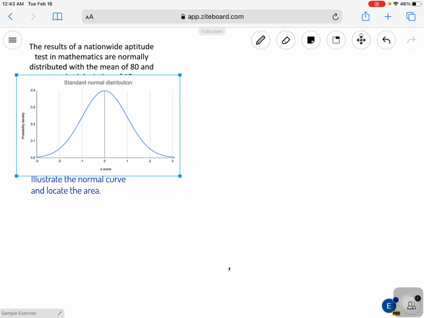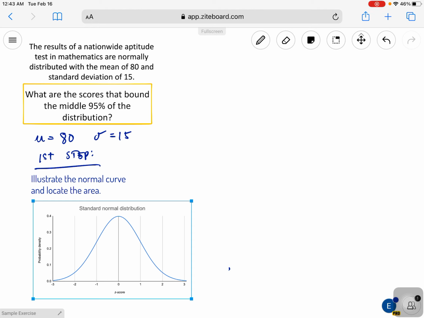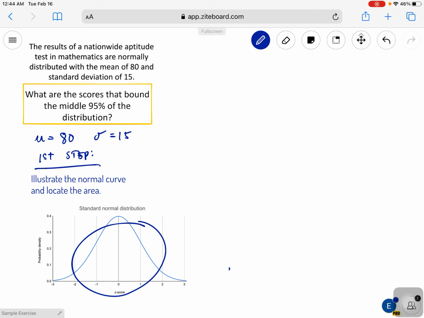We have to take note that since we're trying to locate the area that bounds the middle 95% of the distribution, half of the area is going to be below the mean and the other half is going to be above the mean. So we're looking at this area. We do not know the values yet, but it's somewhere there. Both the left side, which is below the mean, and the right side of the normal curve, which is above the mean.